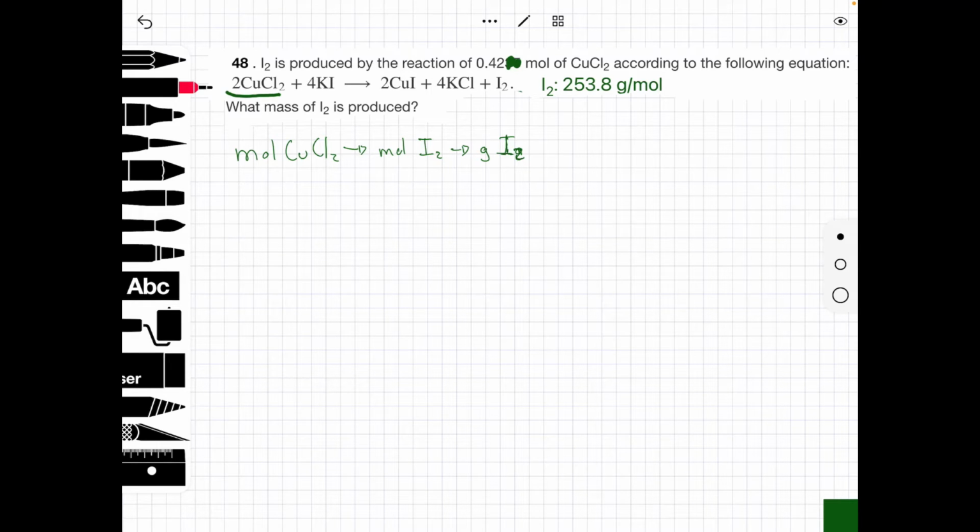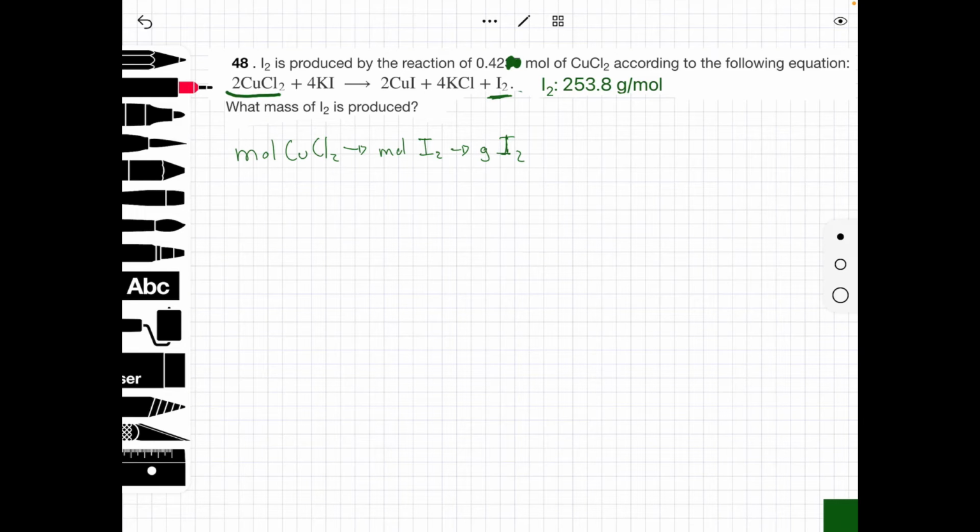Let me just erase this and rewrite it here. Grams of iodine. Now we have it. The first step is to use the mole ratio to change from moles of copper 2 chloride into moles of iodine. So let's use the mole ratio that we are going to find in the balanced chemical equation. We have 1 mole of iodine and 2 moles of copper 2 chloride at the side of the reactants.